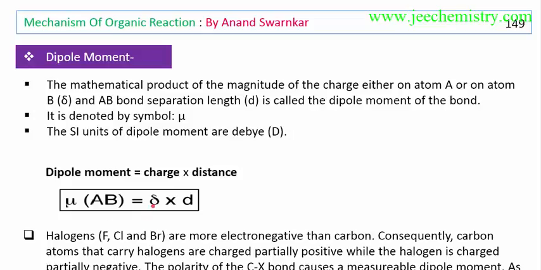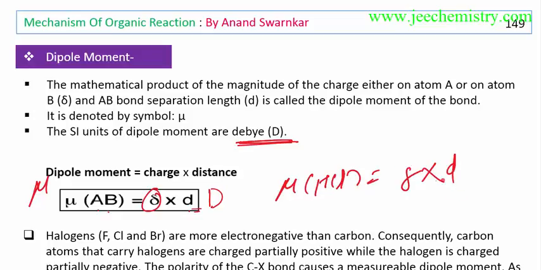Dipole moment means the charge on either atom A or B, multiplied by the distance between the two atoms. It is the product of the charge on either atom and the distance between the two atoms. Dipole moment has a unit, the debye (D). This is the dipole moment, denoted mu. In this way the dipole moment can be denoted for AB atoms. Here the dipole moment of HCl is equal to del into d.